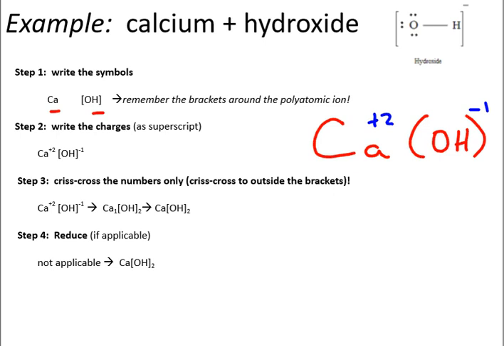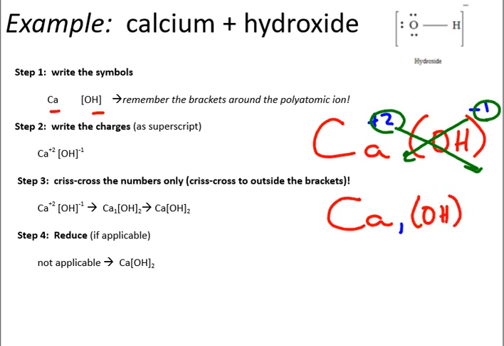Now I've got the symbols and their charges. We do the crisscross. We're going to slide this 2 down here and slide this 1 down there. So after the calcium, I'm going to need 1. And after the hydroxide, I'm going to need 2. It's important that my number goes outside the brackets. That means I have 2 groups of hydroxide. So we either reduce, or in this case, just simplify. We don't write the number 1 in chemistry. Ca(OH)2. That's calcium hydroxide, not changing the names.